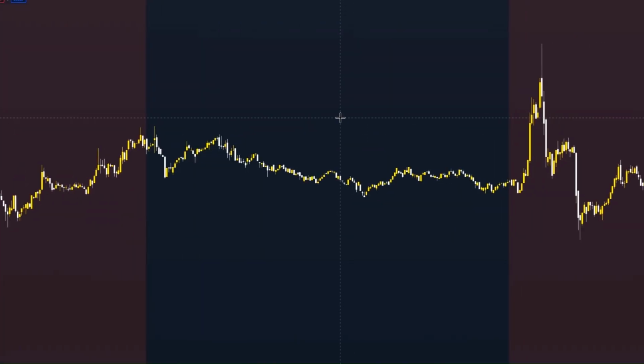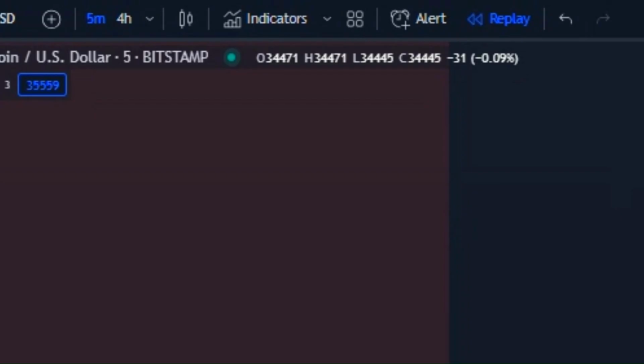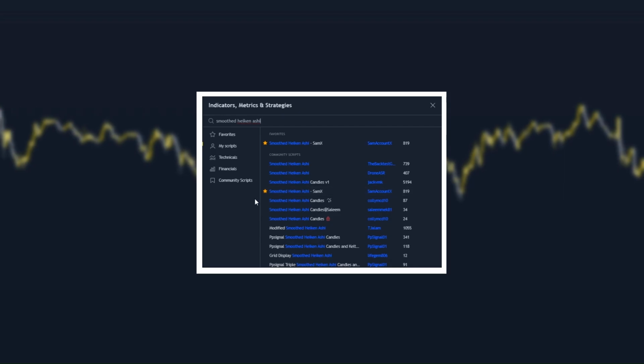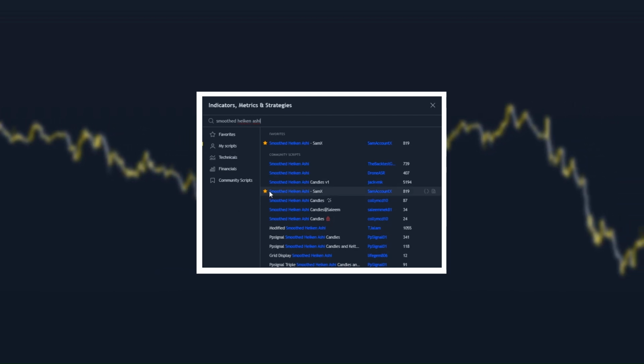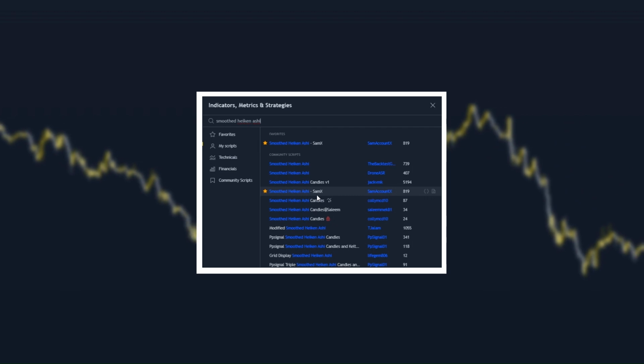So we're now going to add this indicator to our chart, and it is very powerful, I promise you, but make sure you watch exactly what I do now and follow all of the steps. Okay, so click on indicators at the top. Now to find this indicator, type in smoothed Heikin Ashi, and it is the smoothed Heikin Ashi Sam X indicator by Sam Account X.